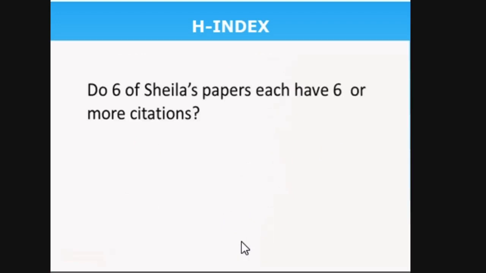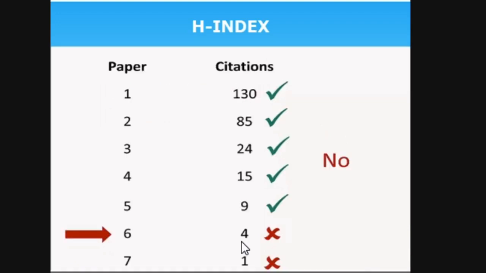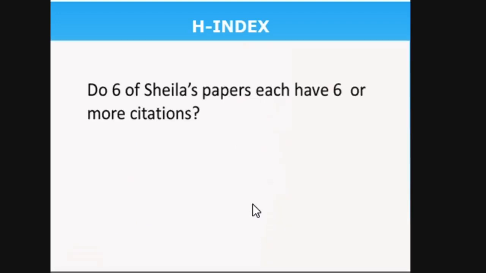So now we are going to ask the same question with 6 papers only. Remove 1 paper. Do 6 of Celia's papers have at least 6 or more citations? For 7 it is no, and for 6 it is also no. Now we are taking only 6 papers, not 7, and it is not having 6 or more citations, because 4 is less than 6. Only 5 papers have more than 6 citations. So again the answer is no.